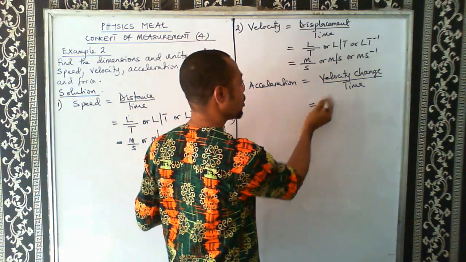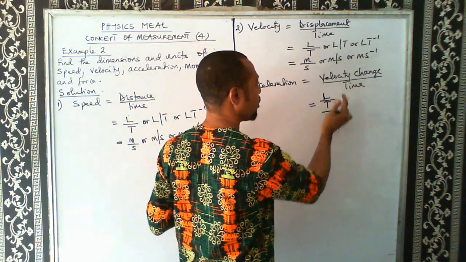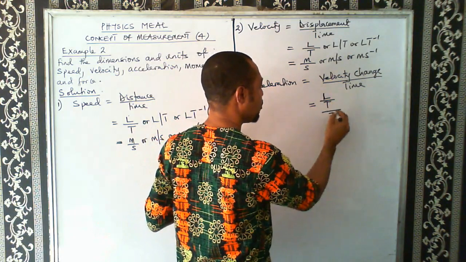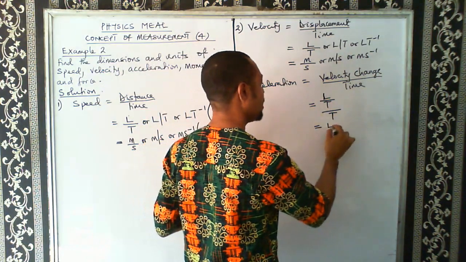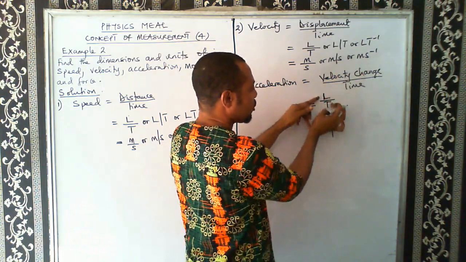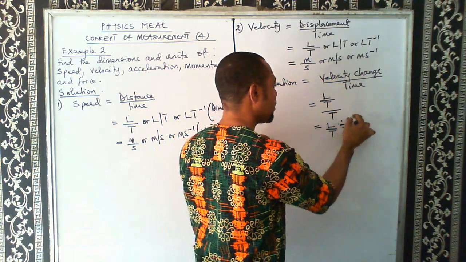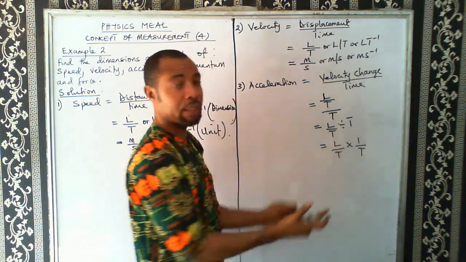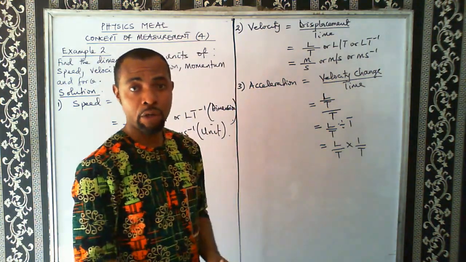So the dimension of velocity change is length per time, all upon time. So this velocity over time is length per time divided by time. So we need to simplify this. What does it mean? Length over time, the whole of this is velocity. Remember, we have another time. So velocity is length over time divided by another time. This means length per time divided by time, which I can write as length per time times 1 over time. In this mathematics, when you change a division sign to multiplication, you need to invert the fraction after the sign.